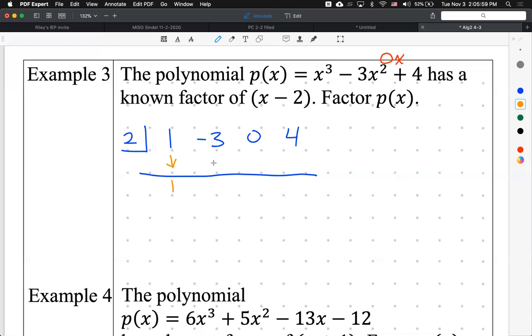1 times 2 is 2. And then negative 1 should be the sum of that. Negative 1 times 2 is negative 2. And then negative 2. Negative 2 times 2 is negative 4. And then that's 0. Okay, this is super, super important.